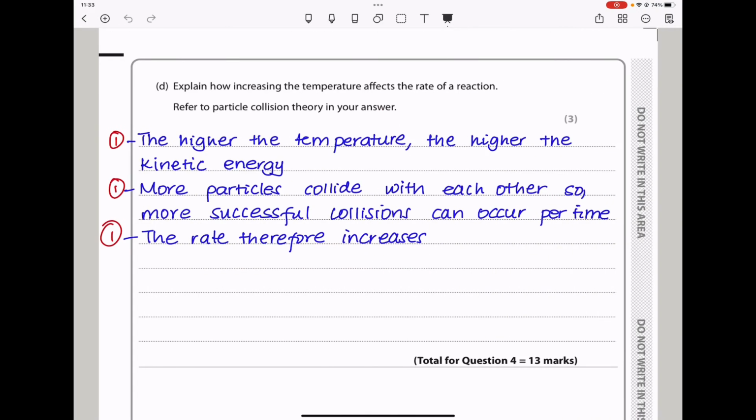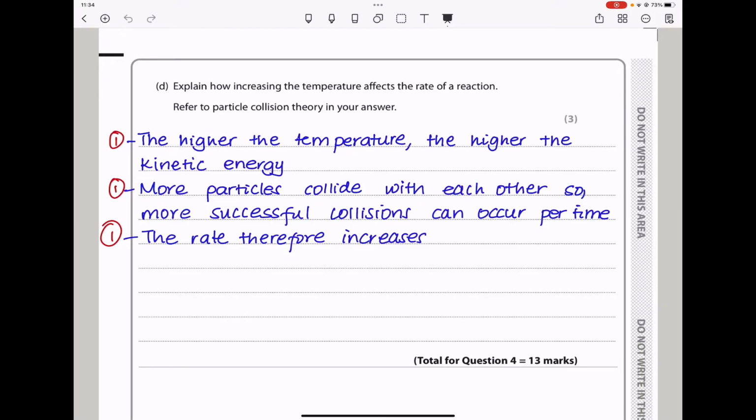Moving on. In part D, explain how increasing the temperature affects the rate of a reaction. They want you to refer to the particle collision theory in your answer. The particle collision theory deals with kinetic energy. So in this case, the higher the temperature, the higher the kinetic energy possessed by the particles, the more chances of successful collisions occurring, the higher the rate.